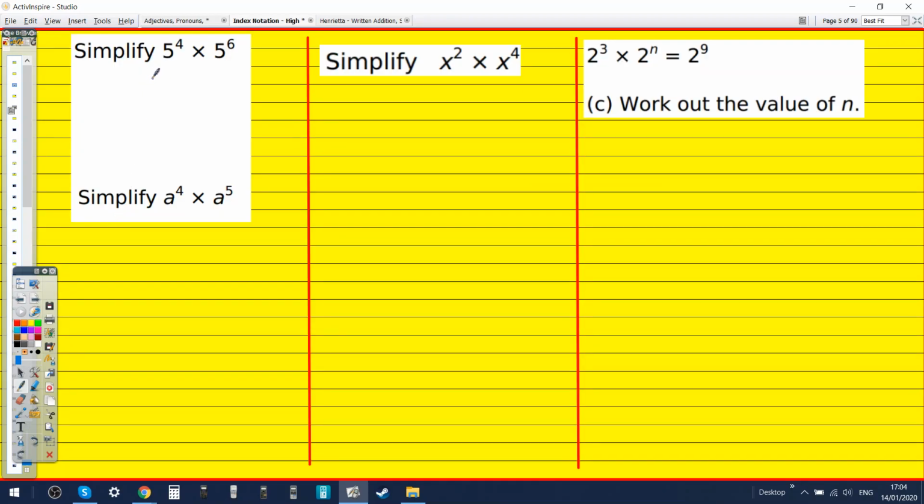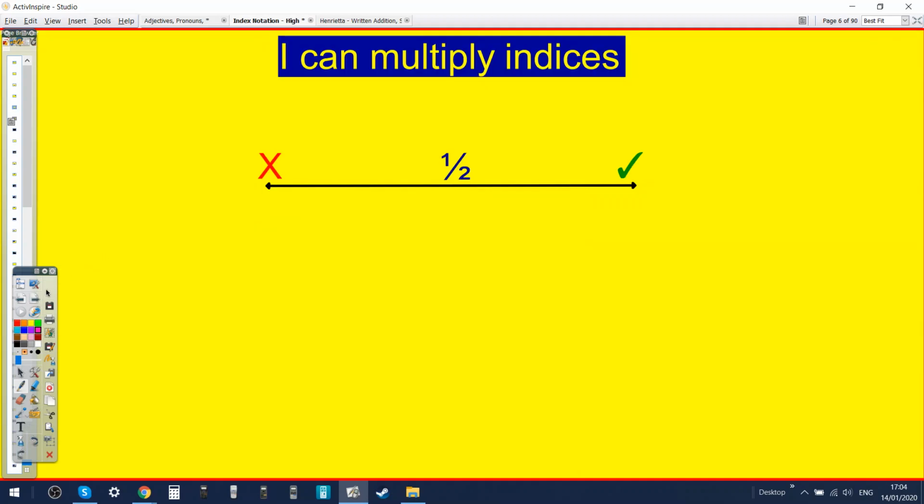Okay, so how about the top left one? So would it just be 5 to the 10? Well done. How about the one underneath it? a to the 9. Yeah. And how about the very right one? n is 3. Yeah. n is 6. Yes, n is 6. And then I must make a note to myself. Okay, so that's pretty good.